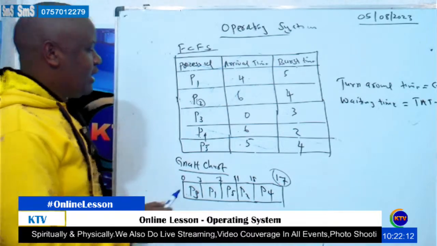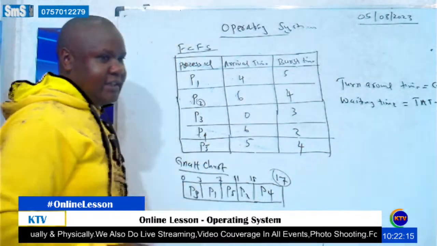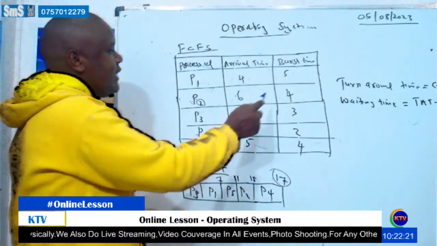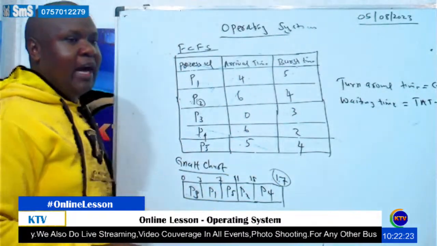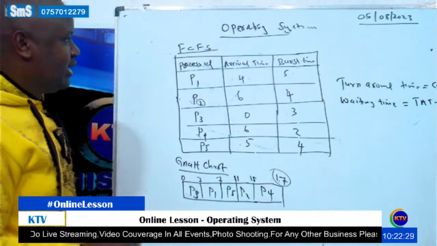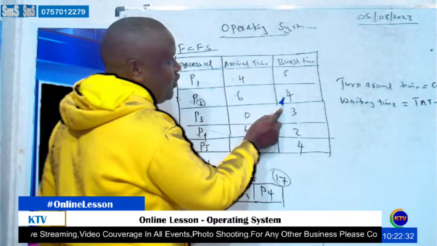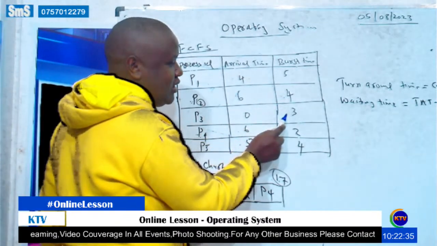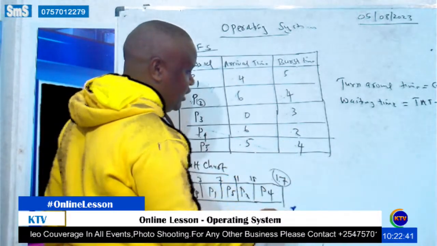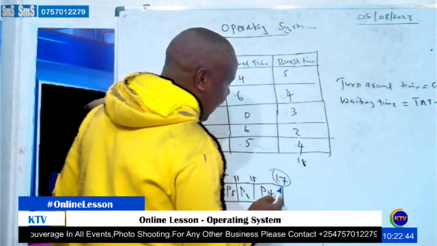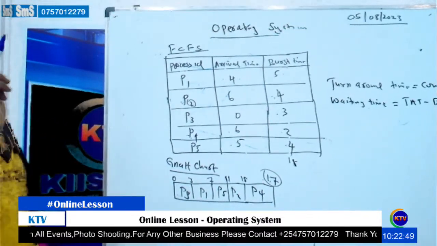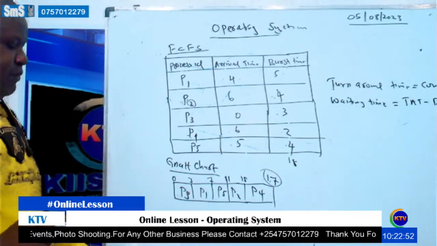That means the completion time and the sum of the burst times are supposed to be the same if the CPU was not idle. Now let's add this. If it's not equivalent, then we have to look at the arrival time again. 5 plus 4 is 9, 9 plus 3 is 12, plus 2 is 14, plus 4 is 18. According to this, it is 18, and the completion time is 17. So there is a point where the CPU was idle.